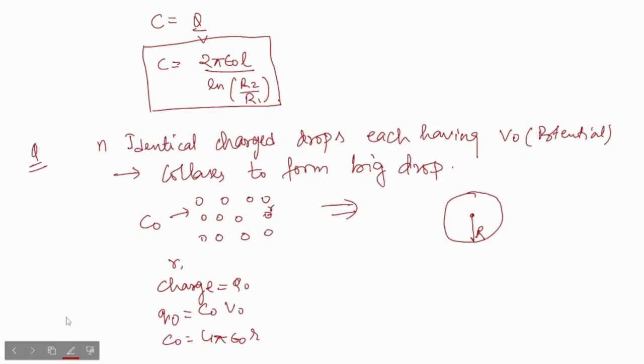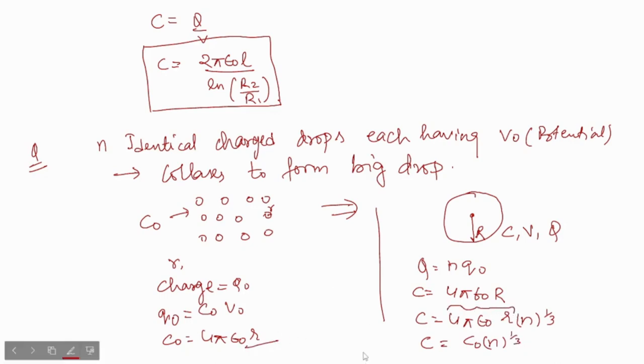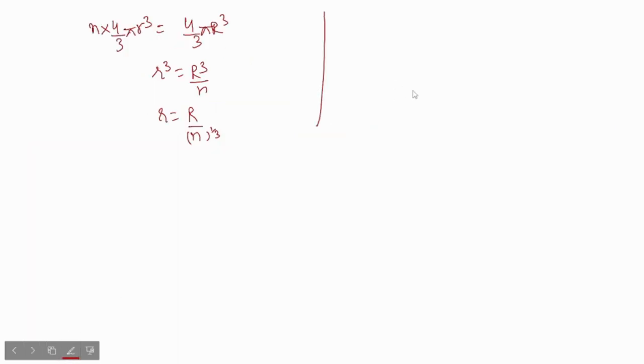Now looking at the bigger drop, Q will be n into Q naught because we are coalescing all the charges, so charge will be added. The charge on this sphere, let's say this is C, Q and V. So C will be 4 pi epsilon naught R, and you can write capital R as small r n power 1 by 3, right? So from here you will get C is equal to C naught n power 1 by 3, because this term 4 pi epsilon naught r can be written as C naught. So our question is almost done.